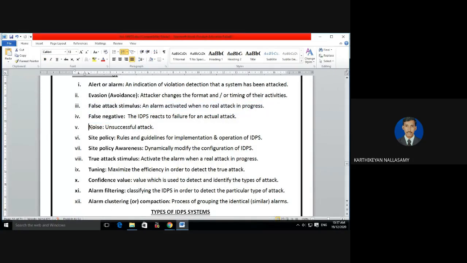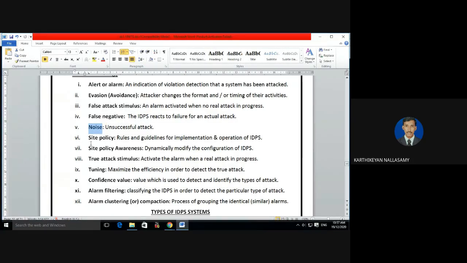The next one is called noise. Noise means an unsuccessful attack. It means that if attacks are happening in that organization, but the unauthorized person is unable to hack in, that is, unable to access the information, then it will be called noise.